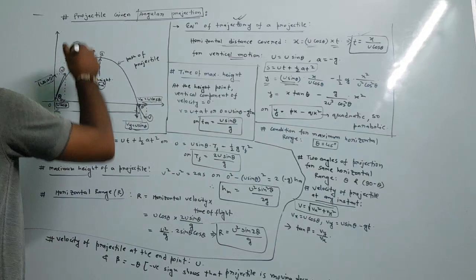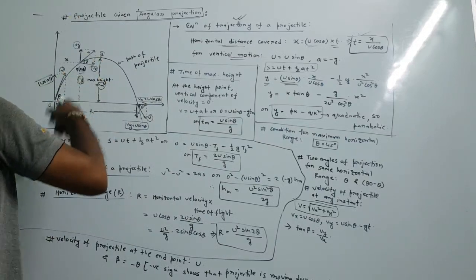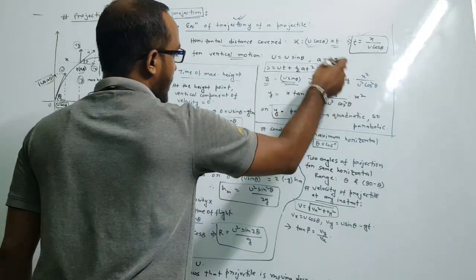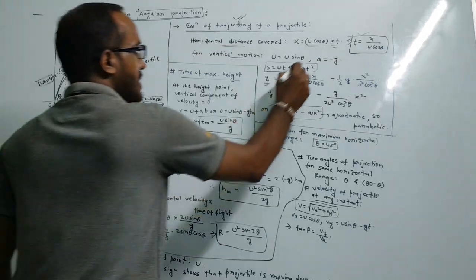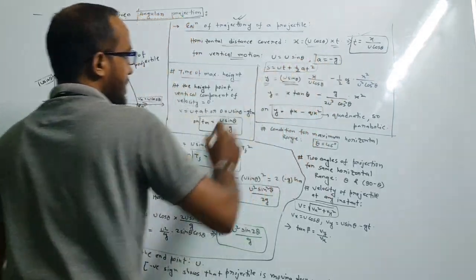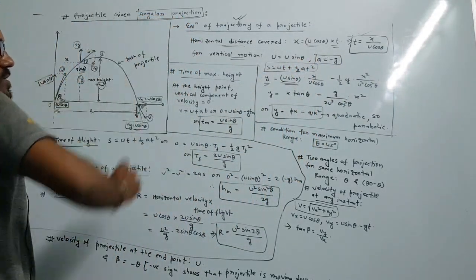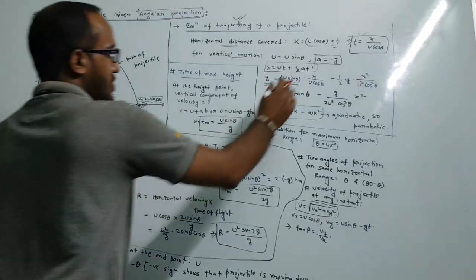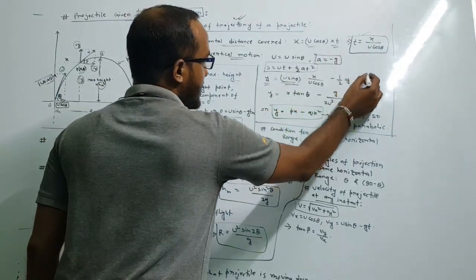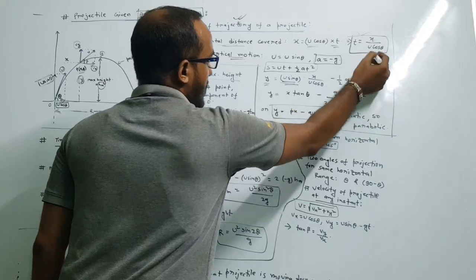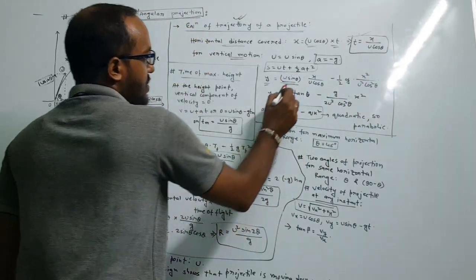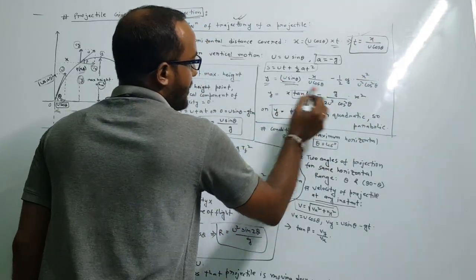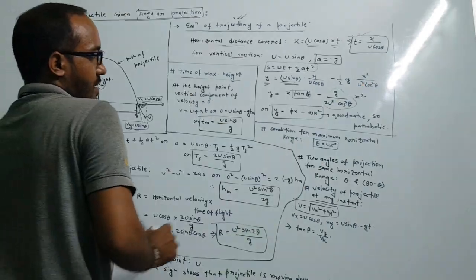What is the acceleration? Acceleration is downwards, so it would be negative, because for any downward motion we take the sign as negative, and for any upward motion we take the sign as positive. Acceleration due to gravity is always downward, so a is minus g, so minus half g t square, so x square by u square cos square theta. Now see, sin theta by cos theta is tan theta, and rearrange this in terms of x square.